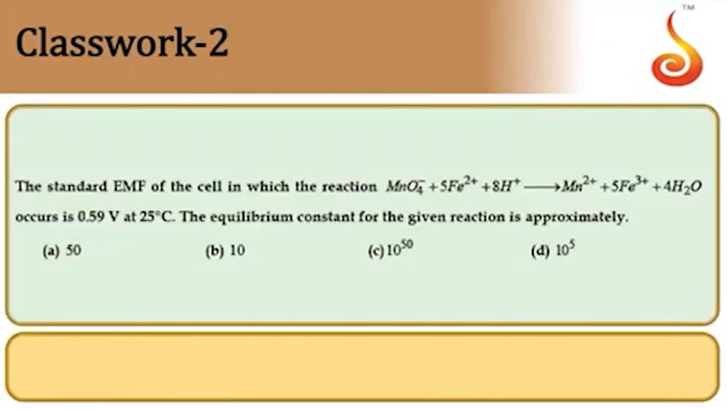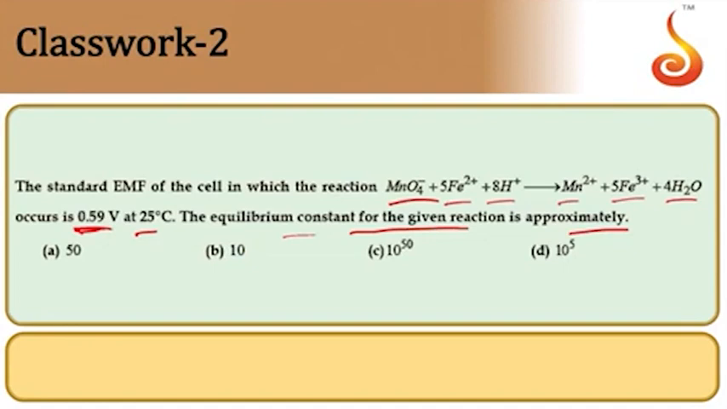Then the second one. The standard EMF of the cell in which MnO4− + 5Fe2+ + 8H+ react, giving rise to Mn2+, 5Fe3+ and 4H2O, is 0.59 at 25 degrees Celsius. The equilibrium constant for the given reaction is approximately what? So they have given us the value of E0 for the reaction, and are asking us the value of the equilibrium constant.